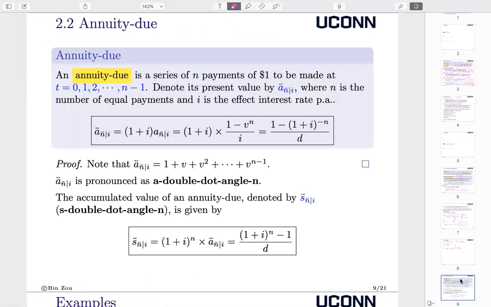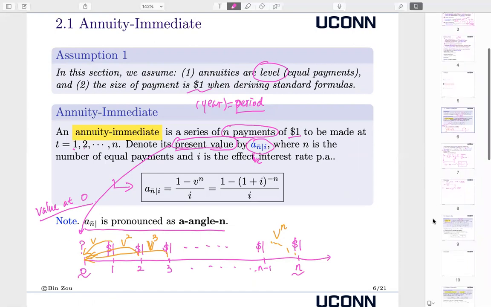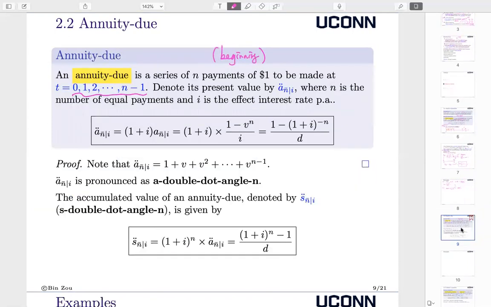Second, annuity-due. Annuity-due is highly similar to annuity-immediate, except that now the payments are made at the beginning, so it's the beginning of the year. That's why I put the payment times to be 0, 1, 2, all the way to n minus 1. If I go to annuity-immediate, what are the times? 1, 2, all the way to n, right? So the time of payments is moved ahead by 1 period. That's why it's at the beginning.